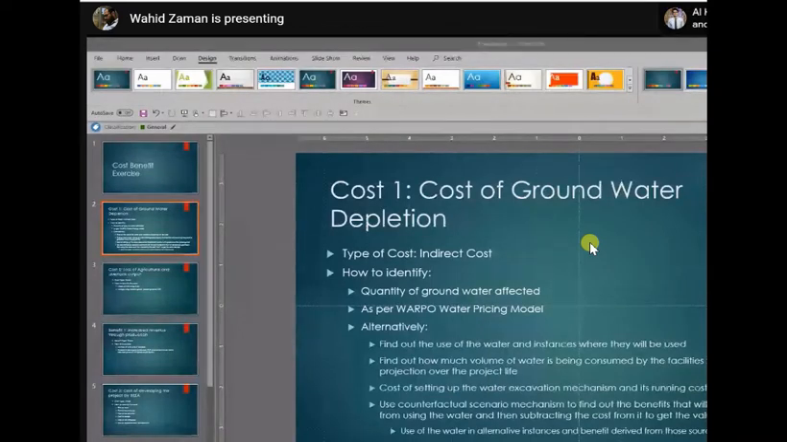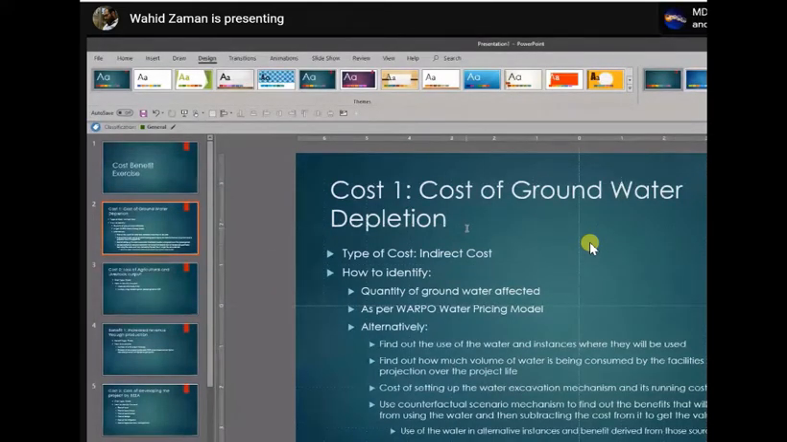Okay. So, first of all, sir, there were 6 items that we were supposed to present. The first one was cost of groundwater depletion. We thought it was risky to call it cost of groundwater pollution. Actually it is not pollution. What we wanted to mean was the depletion of groundwater and how it will impact us in the long run.